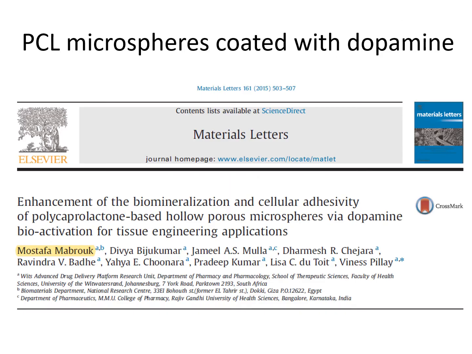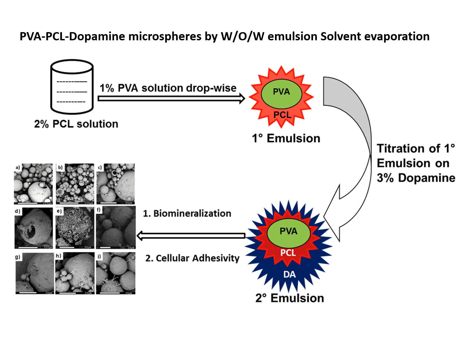The second example is about PCL microspheres coated with dopamine, and these microspheres could be used for drug delivery or even for tissue regeneration. These microspheres were prepared by the double microemulsion technique. Firstly, we make a solution of PCL, and in this solution of PCL, PVA droplets were immersed, and we have now the first emulsion.